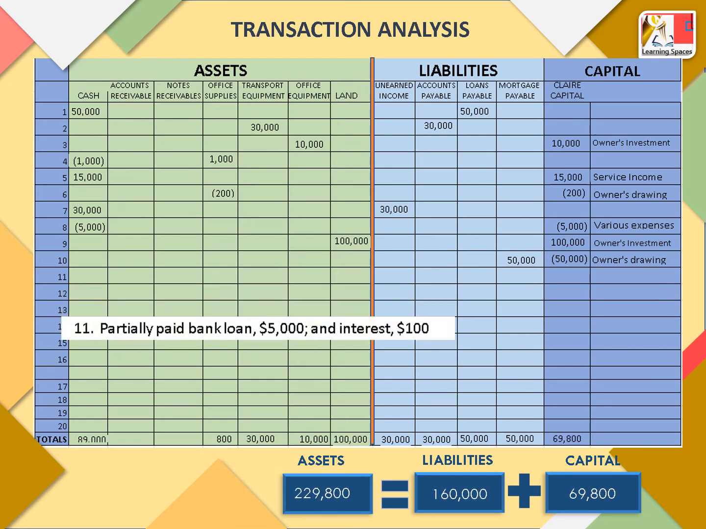Halfway through our transactional analysis, let us look at number 11. The partial payment of bank loan along with the interest expense on it. This transaction will decrease cash on the asset section by a total of $5,100 pertaining to the loan and the interest. To balance the equation, the loans payable on the other side will decrease by $5,000, but the $100 being an interest expense will be a deduction on the capital.